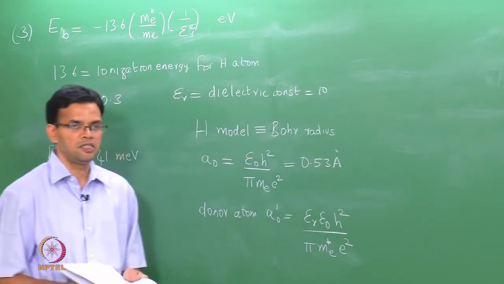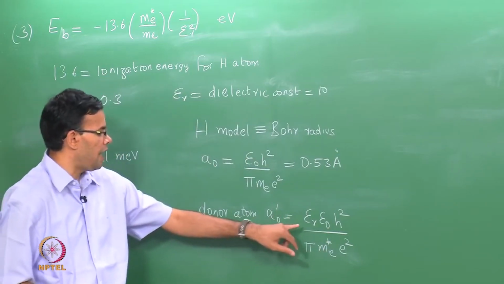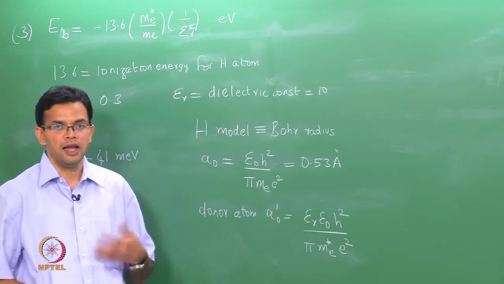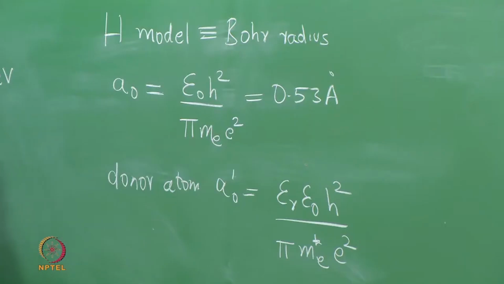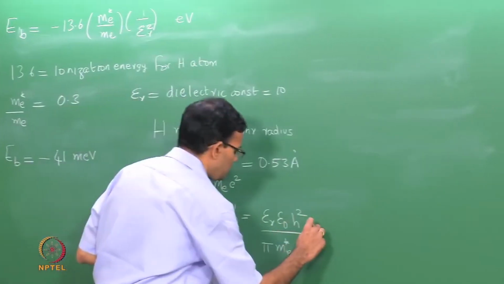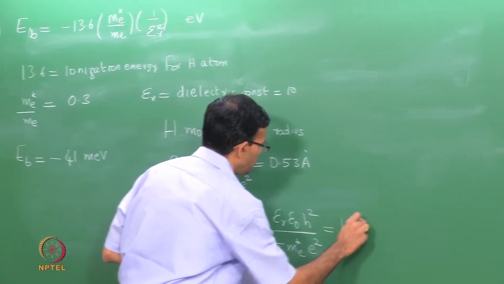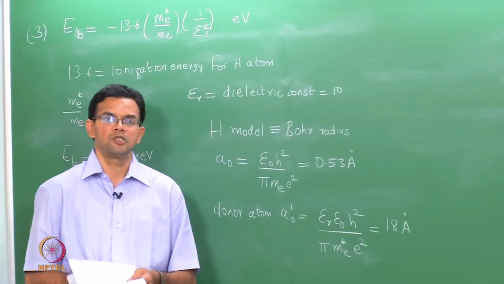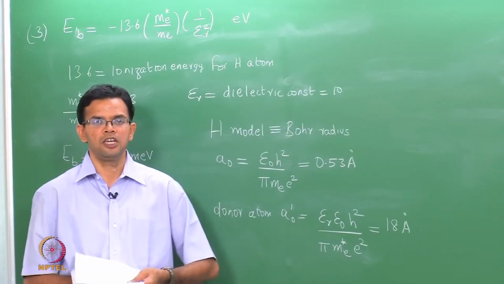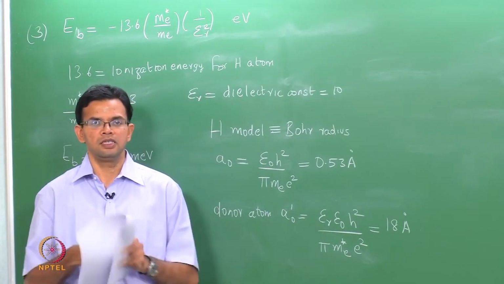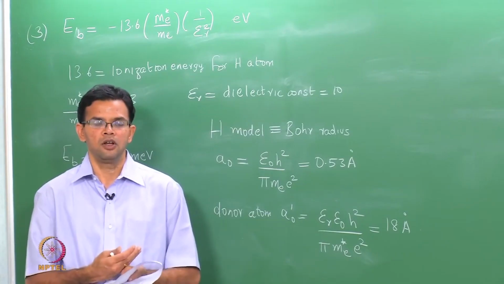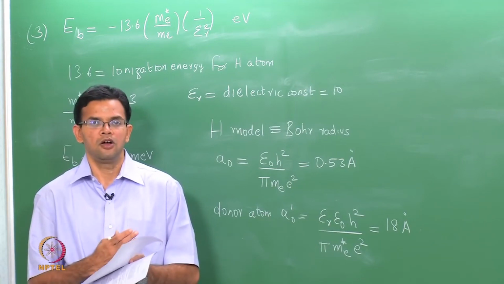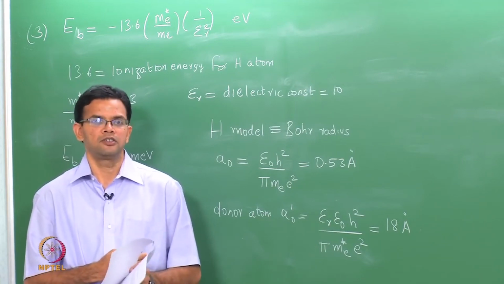So, the expression is the same except that we are adding the dielectric constant and also the electron effective mass. So, we can plug in these numbers and this gives you a Bohr radius of around 18 angstroms. The way to think about this is that this represents the influence of the donor electron. So, it represents the size of the influence of the donor electron.